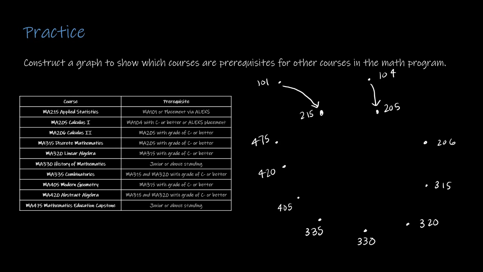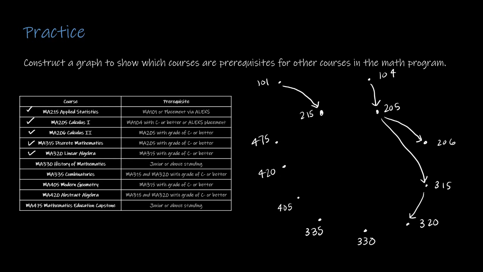And then I'm just going to check these off as I go. For MA206, I need 205. To have 315, I need 205. To have 320, I need 315.